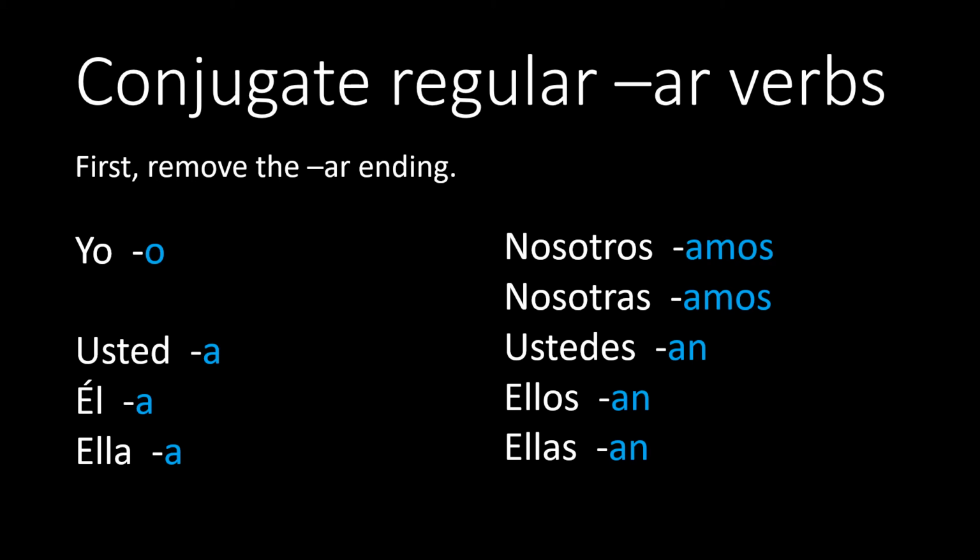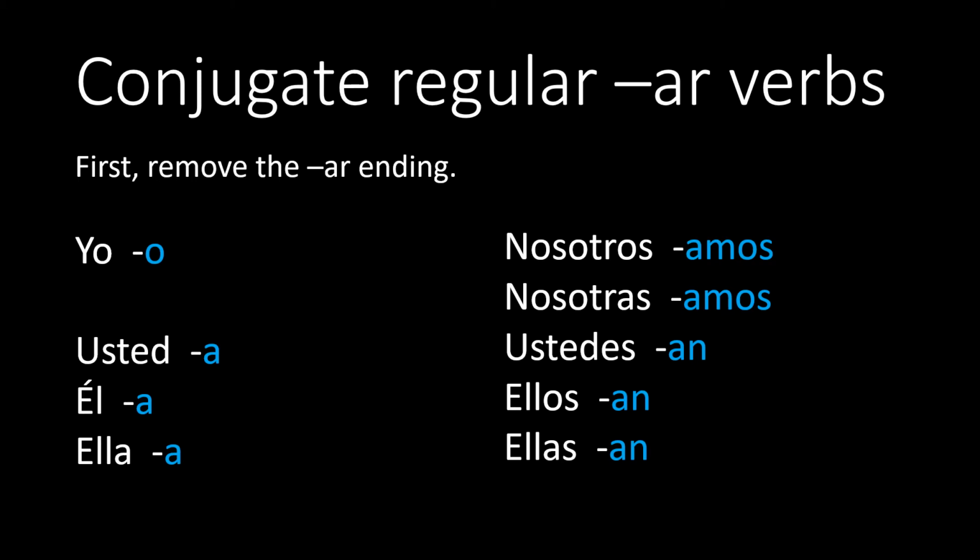Those are the verbs that are regular, that end in AR. First, when you want to conjugate verbs that end in AR, that are regular, you remove the AR from the verb. And then you add these endings. When you have yo, you're going to replace the AR with o.